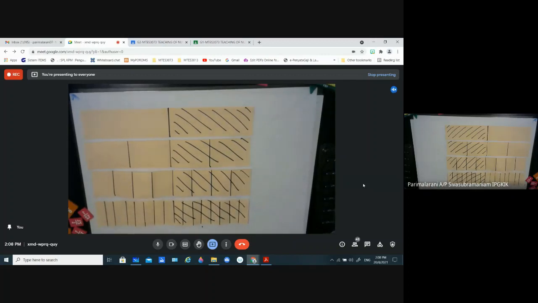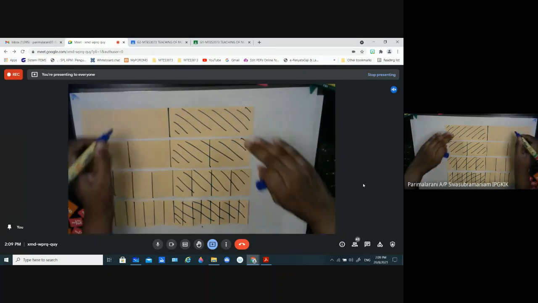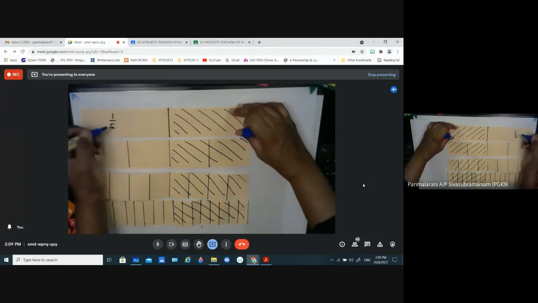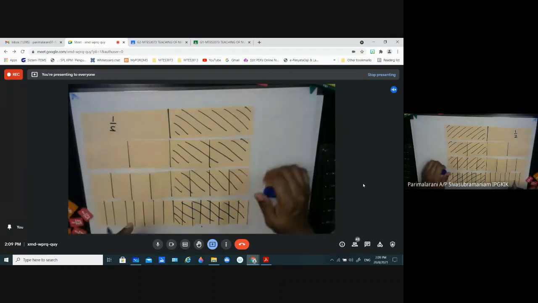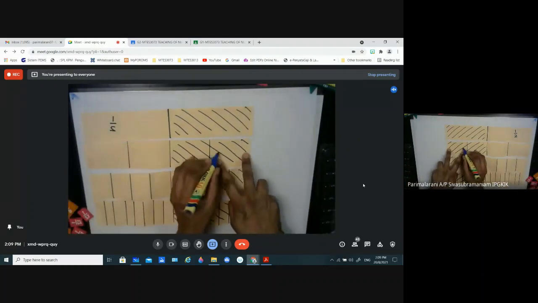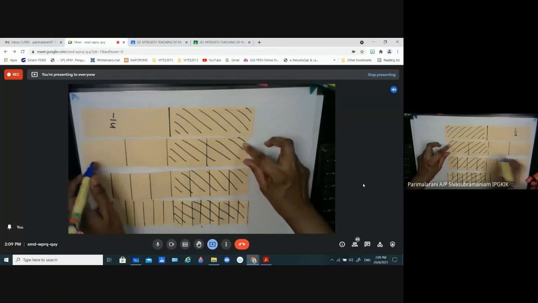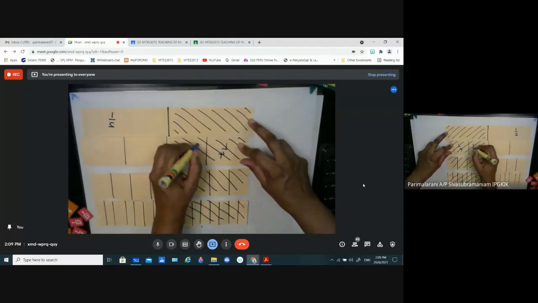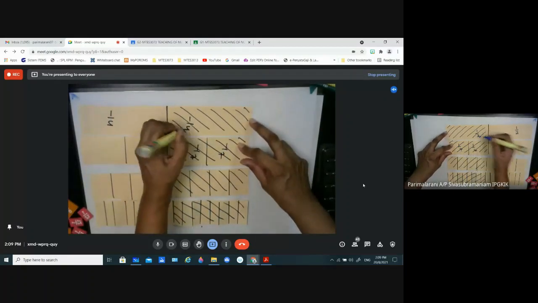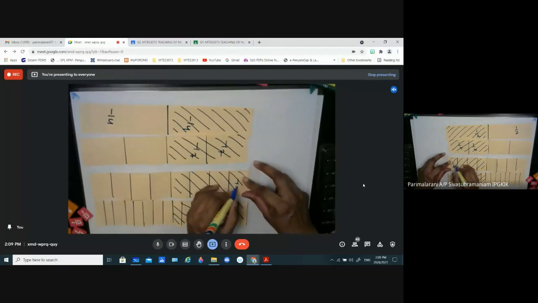Now you have 4 fraction strips here. They all have the same shaded area. The fraction for the first strip is 1/2. You can see that this is 1/2, or halves. And here we have 1, 2, 3, 4 parts, so each part is 1/4. Here, each part is 1/8.